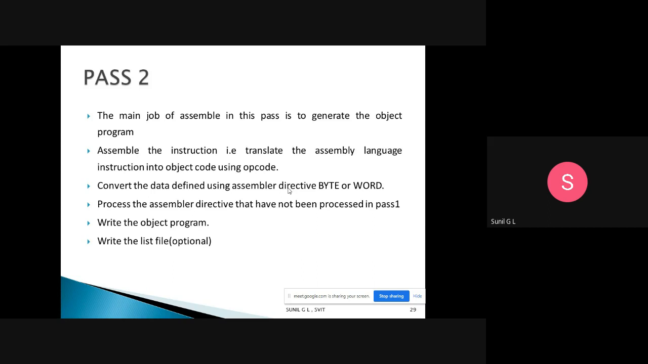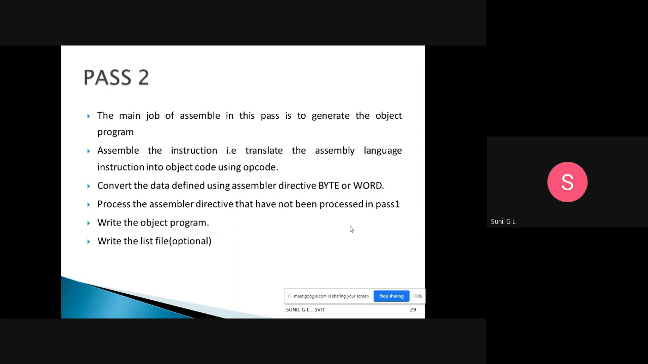In the optab, whatever mnemonics are available in the program are listed, and the corresponding opcode or machine code is available. From that we are converting to the object program. It will process the assembler directives which were not processed in pass one, convert the data defined in the assembler directives, write the object program, and write the list files, which is optional.